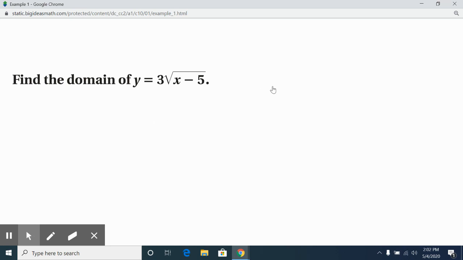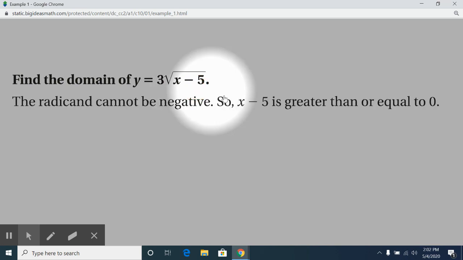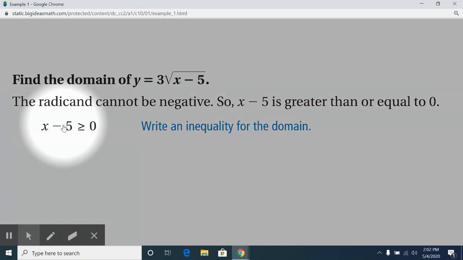In order to do that, what do we know? We know that what's under the square root symbol, we cannot take the square root of a negative number. So we said that the radicand cannot be negative, so what's underneath this cannot be negative. We're going to take what's under there, x minus 5, and set it greater than or equal to 0. So we're going to write an inequality for that.